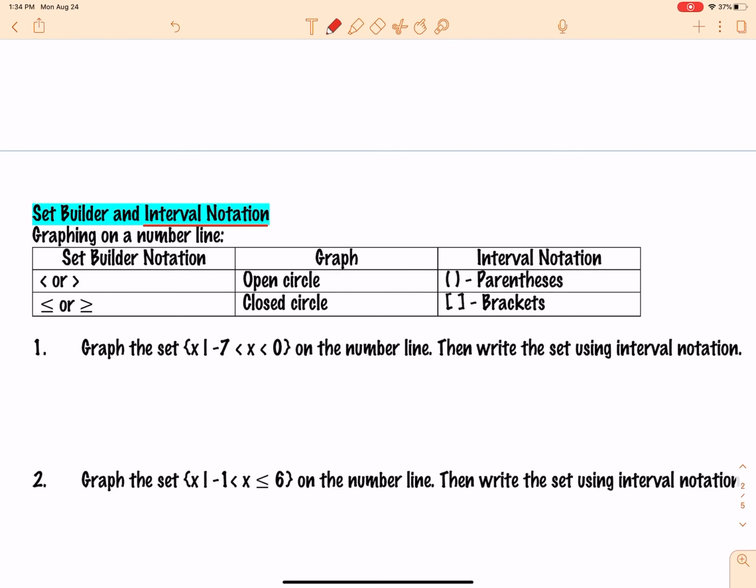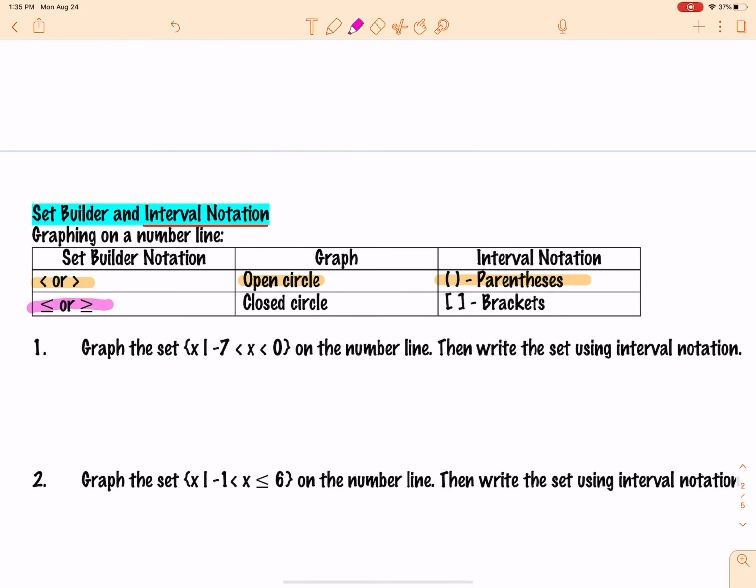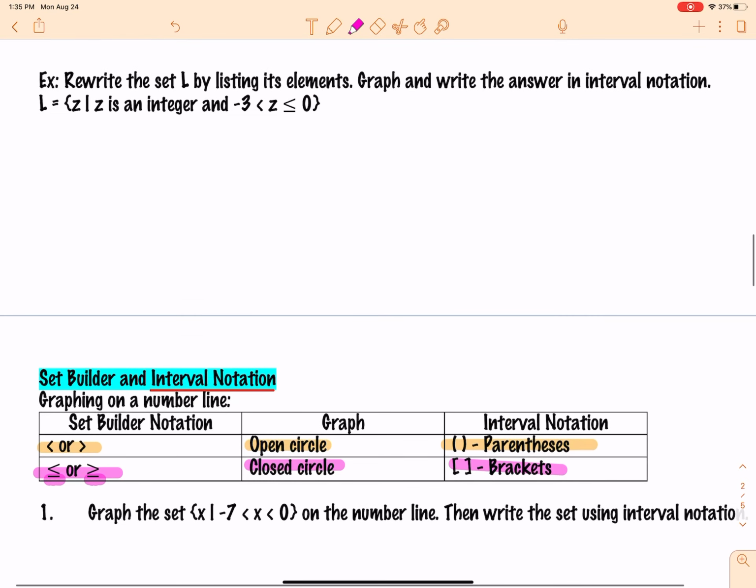So as a reminder, if you use less than or greater than symbols, you're going to use an open circle on a graph. And that's going to relate to your interval notation that you need to learn now as parentheses. That is different than if you use less than or equal to or greater than or equal to symbols. Notice the line on the bottom changes it to a closed circle on a graph, which equates to interval notation using brackets. So you're like, what is all this going on right now? I'm going to show you guys and break it down for you right here.